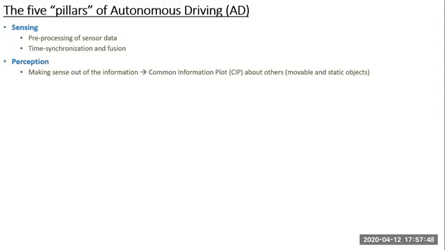One is sensing the information. Another thing is perception. How do you make sense out of the information? I just mentioned the common information plot, or the composite information plot.